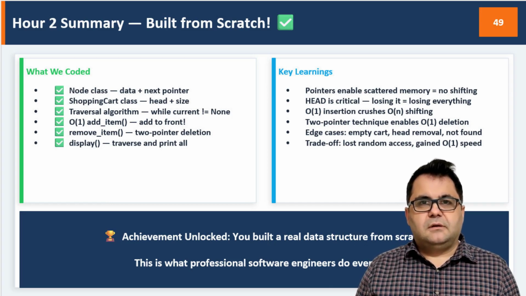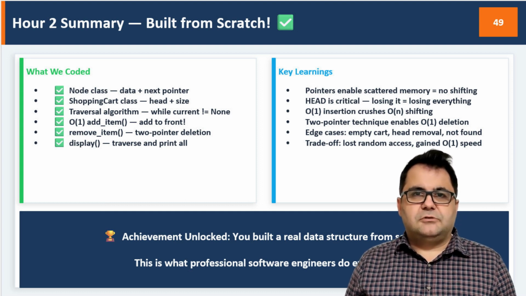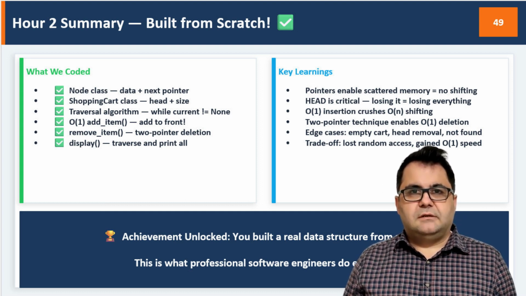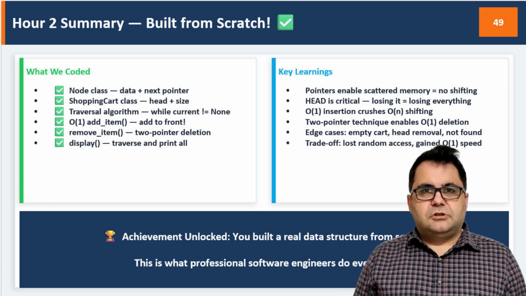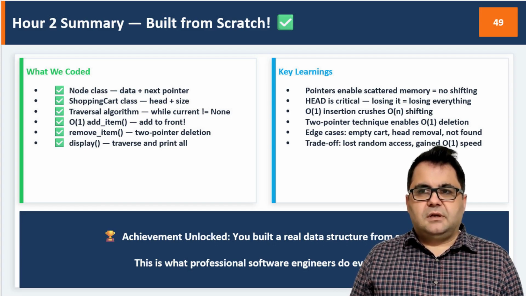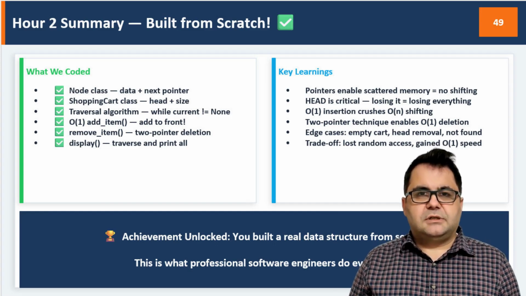Head is critical. Losing it means losing the entire list. O(1) insertion beats O(n) shifting. Massive performance win. The two-pointer technique, previous and current, enables middle deletion. Trade-offs. We lost random access by index, but gained speed in operations we actually need.